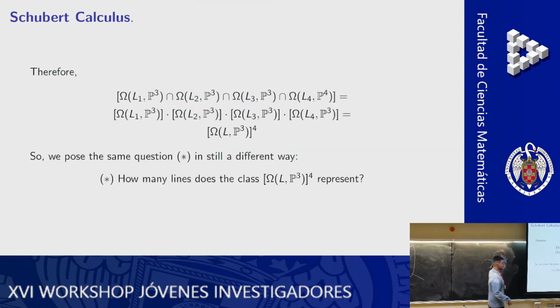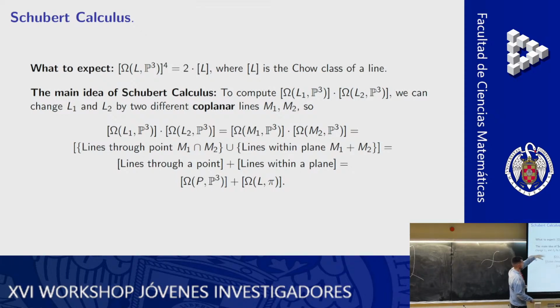So let's go back to what we were saying before. As they are transversal in the case of different lines, the class of the intersection of these 4 sets is just the product of the 4 classes. And as the class doesn't depend on the line, we can take this to be omega L P3 to the 4th. Just that. So we can pose the same question in still a different way: how many points does the class, the 4th power of omega L P3, represent?